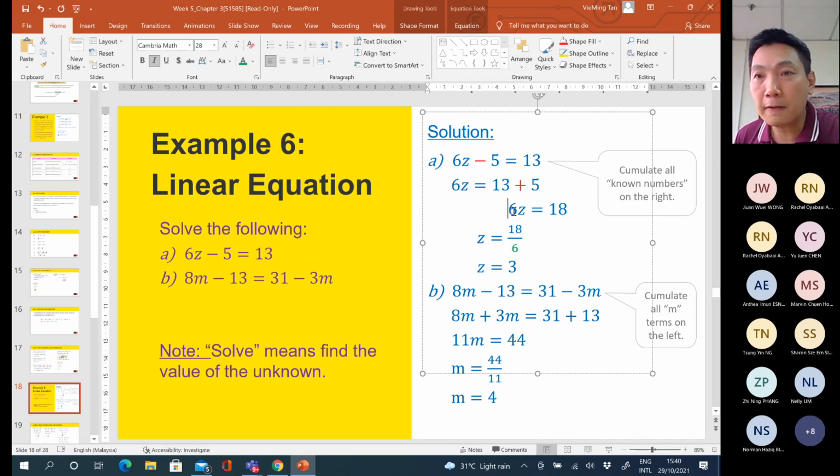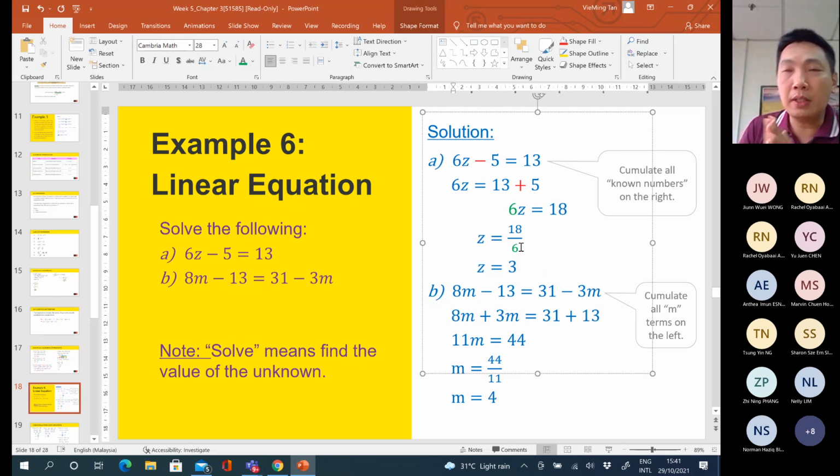It's from here, right? Move this 6 to the right hand side, becomes divided by positive 6. So far, okay? Then you can simplify this equation. So 18 divided by 6 is equal to 3. So actually the z is equal to positive 3.